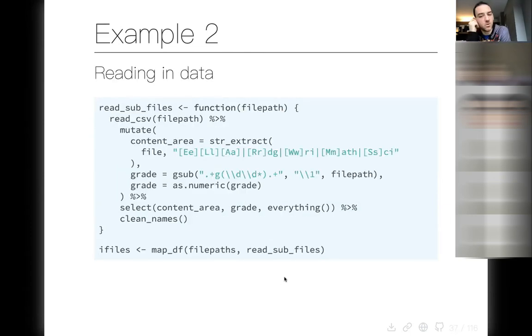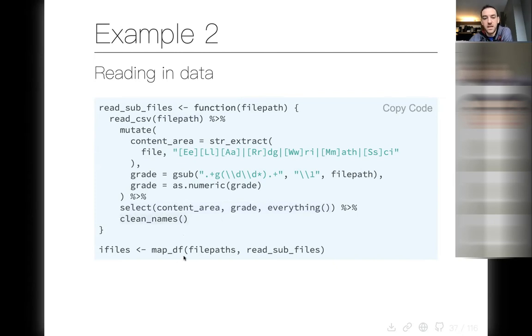Okay, here's another one. This one's probably a little more clear in terms of why it would be useful for one given script, but not for any other ever. This is a function that just takes a file path as its argument. And we're going to read in the file using read CSV from there. But then I'm going to mutate to do a bunch of stuff. So I'm extracting the content area. I'm extracting the grade. I'm changing it to numeric, all the same kind of stuff that we did before. And then I'm just selecting content area, grade, and everything. And then I'm going to clean the names.